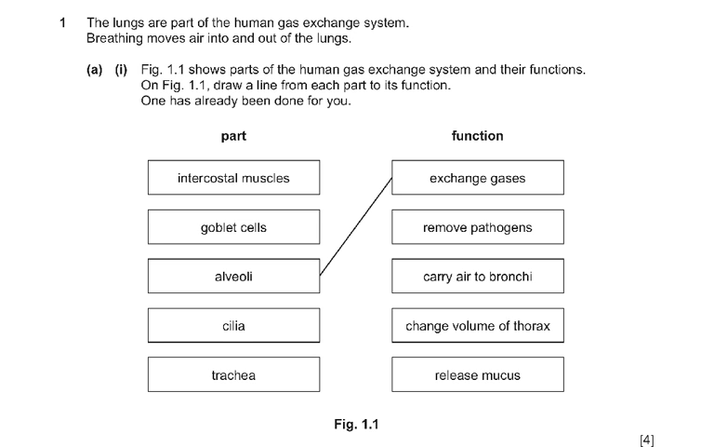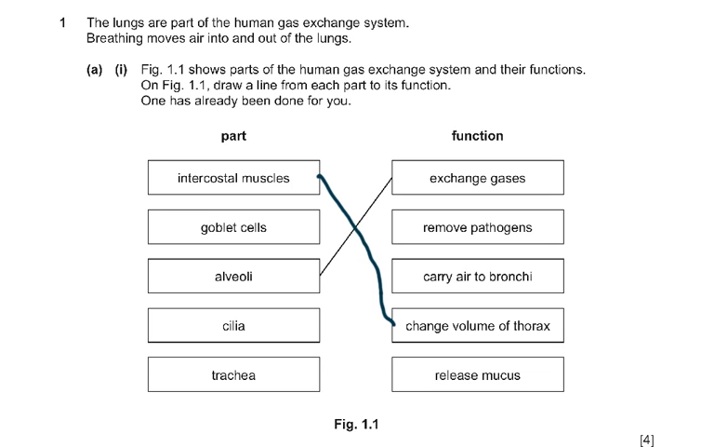Now, coming to question number 1, the lungs are part of the human gas exchange system. Breathing moves air into and out of the lungs. Figure 1.1 shows parts of the human gas exchange system and their functions. On figure 1.1, draw a line from each part to its function. One has already been done for you. So the intercostal muscles, what are they going to do? They're going to change the volume of the thorax. So this goes here.